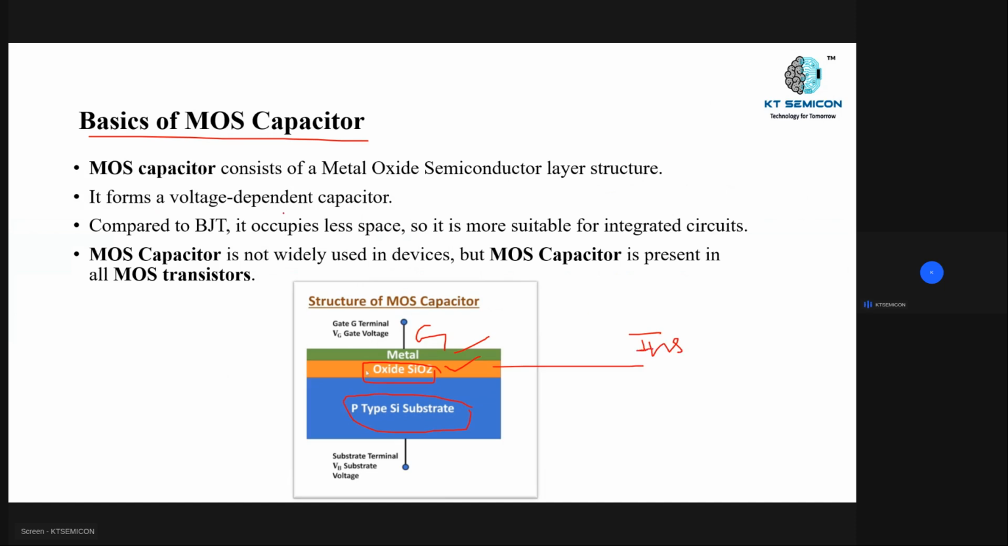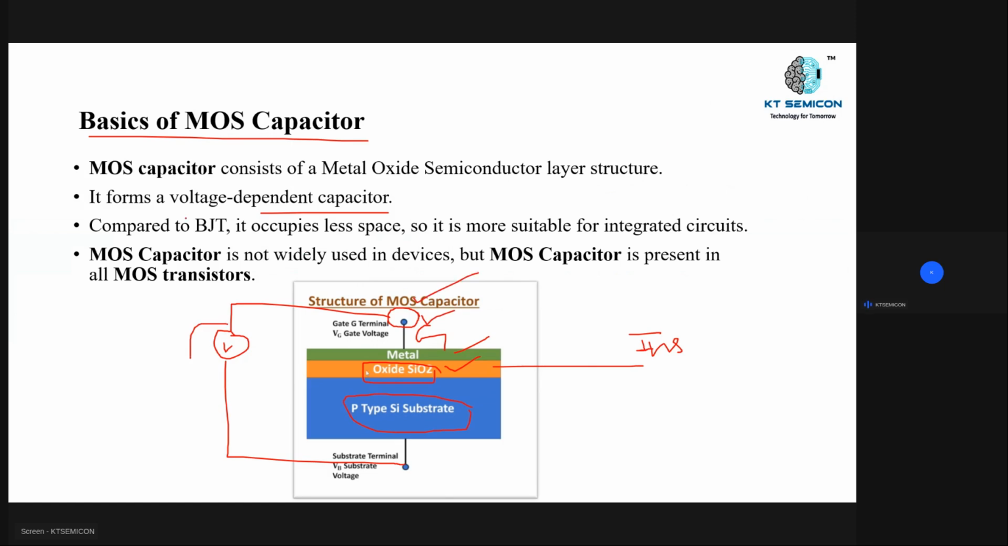It forms a voltage dependent capacitor. What is meant by voltage dependent capacitor? Whenever we apply a voltage, only then will it start working. So here we are applying some voltage from the gate terminal to the substrate terminal. Whenever we apply the voltage to this gate terminal, only then will this MOS capacitor start working.